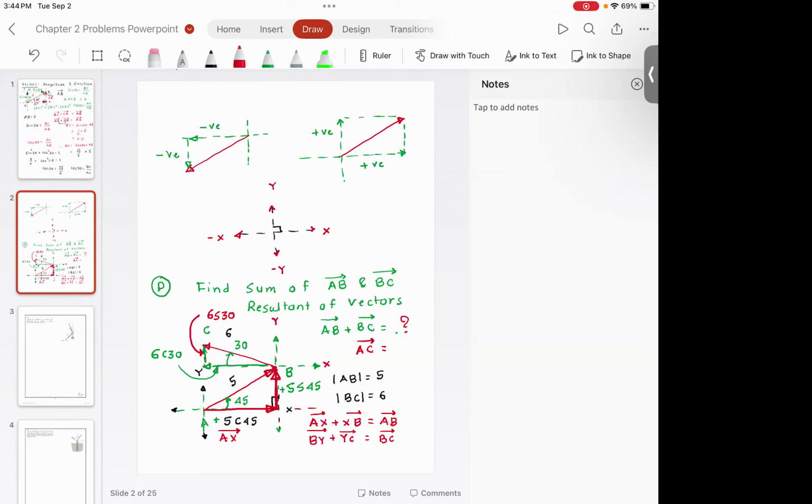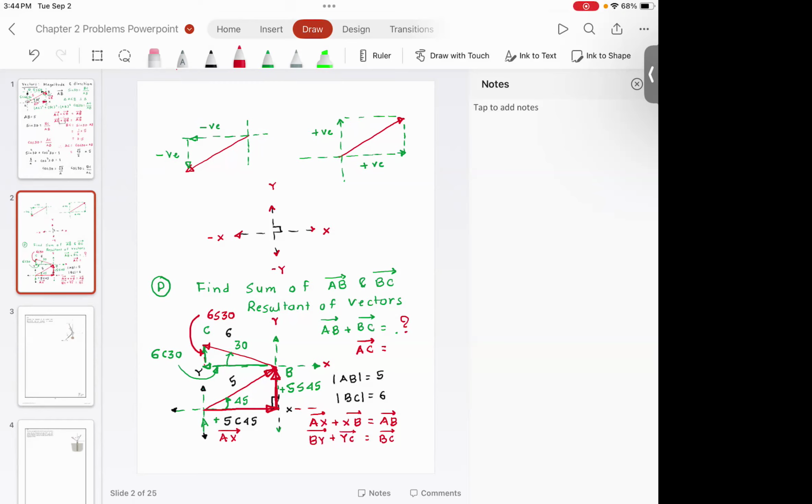Okay, you agree with me? AX is in the x direction. XP is in the y direction. BY is in the x direction. And YC is in the y direction.